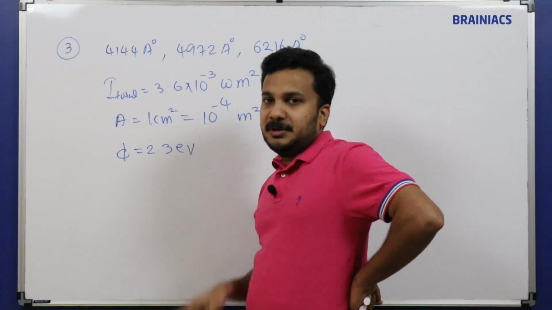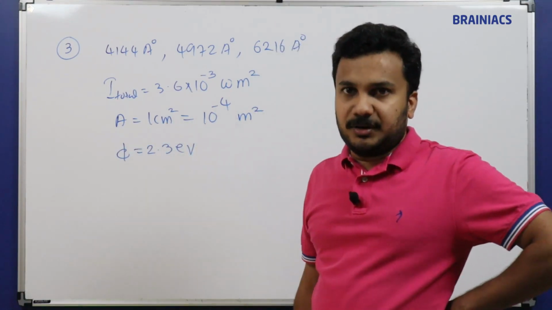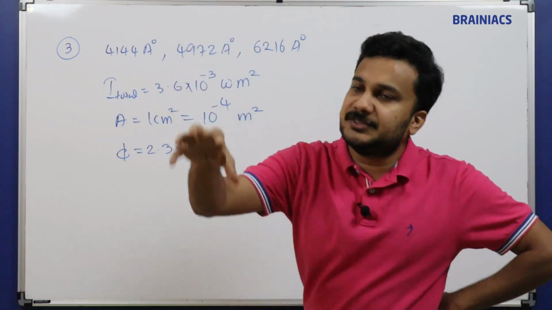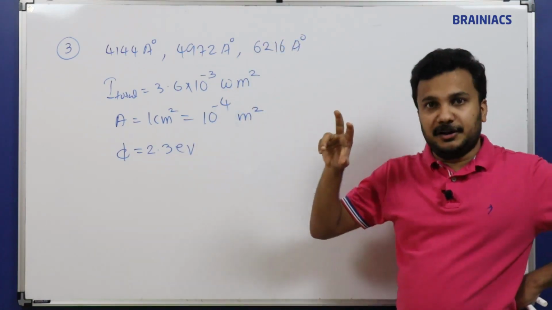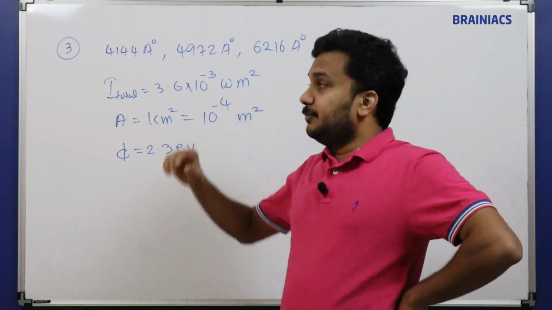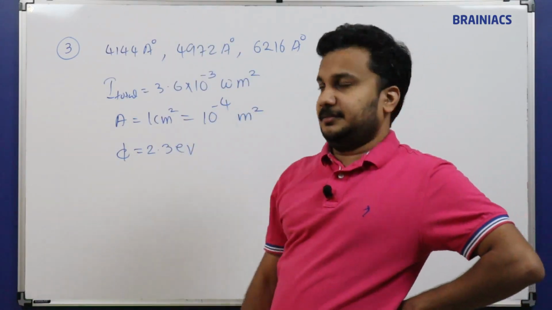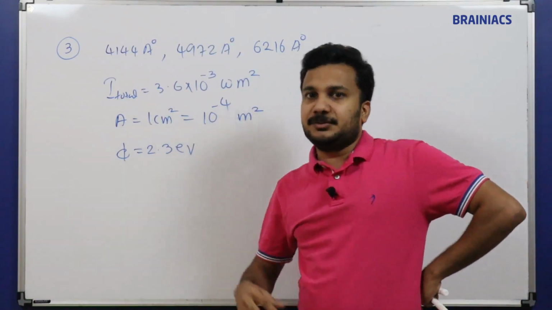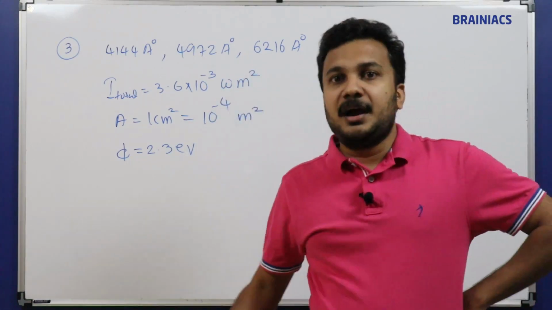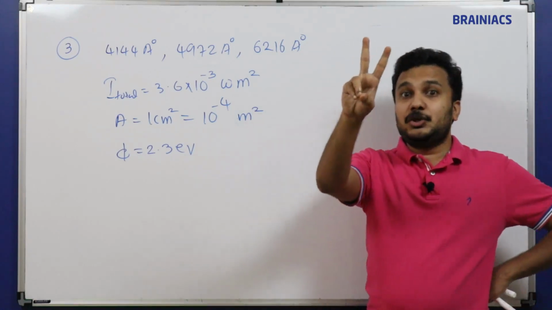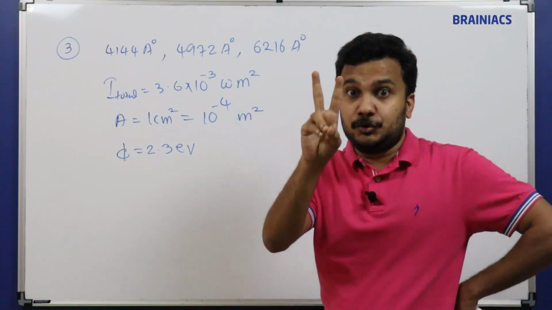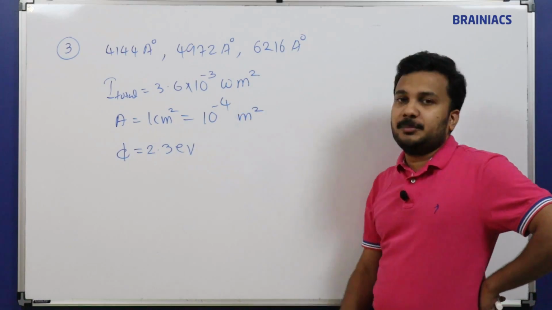In 1 centimeter square area, all these lights are falling down. The question is, when these 3 lights, meaning 3 different wavelengths, fall on a metal surface, how many electrons are ejected in 2 seconds? In 2 seconds, how many electrons are ejected?